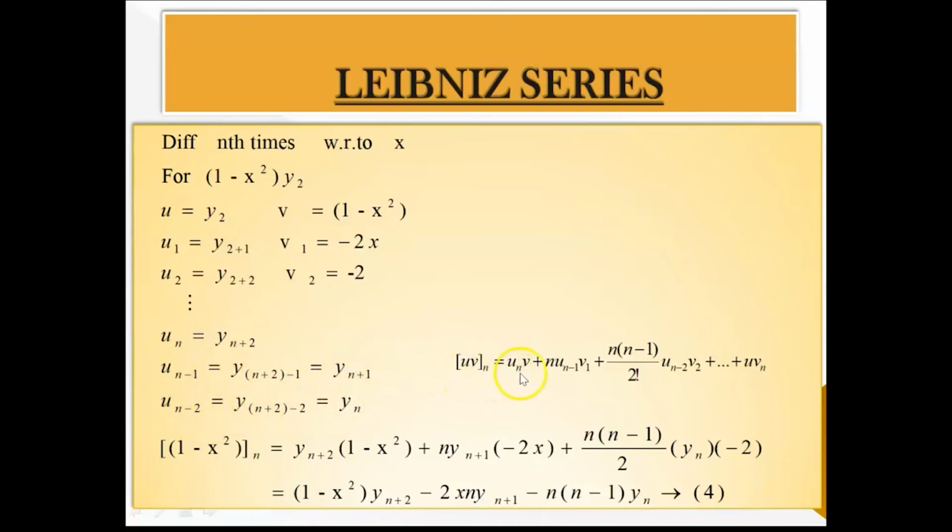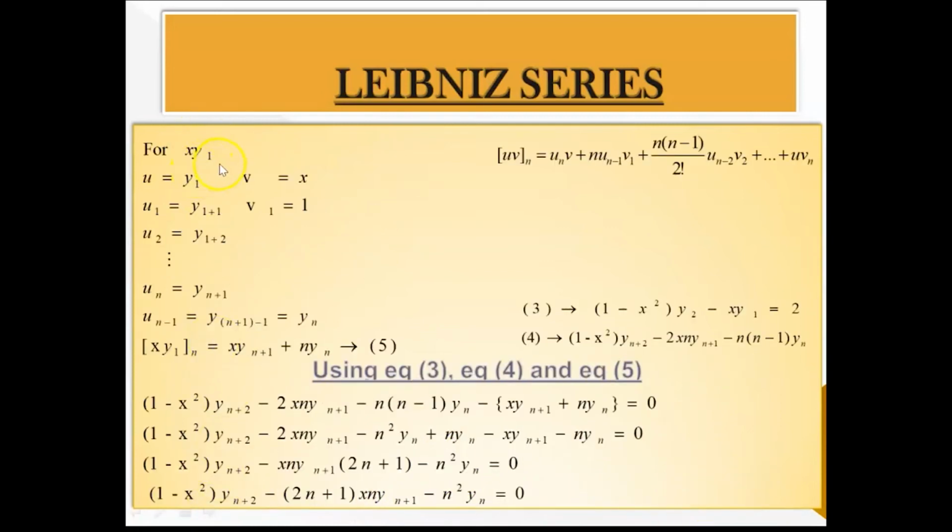Now this is the formula of the Leibniz series. So (uv)n, which is ((1 minus x squared) y2)n, equals un, which was y(n plus 2), times v, which was 1 minus x squared, plus n times un minus 1, which was y(n plus 1), times v1, which was minus 2x, plus n(n minus 1) times un minus 2, which was yn, times v2, which was minus 2. And then I just simply wrote the value. This is your equation number 4, which will be put into equation number 3 soon, right?